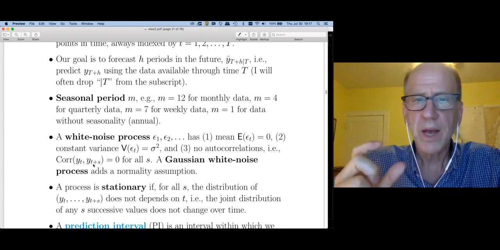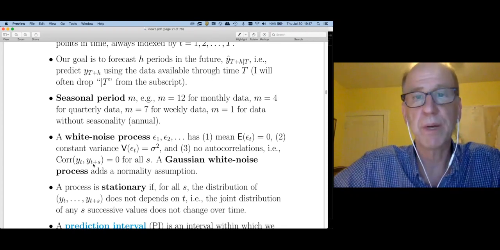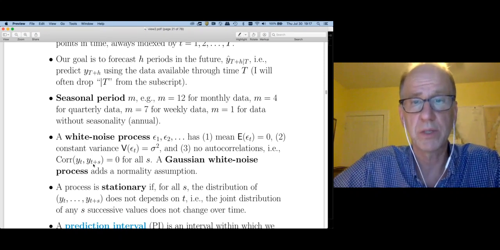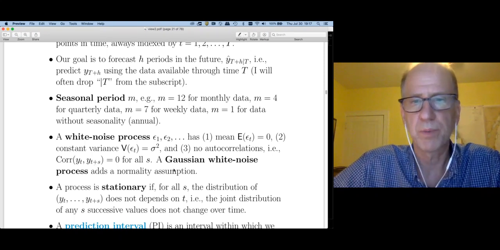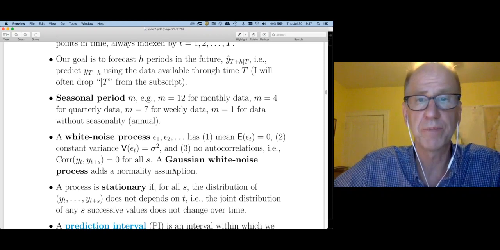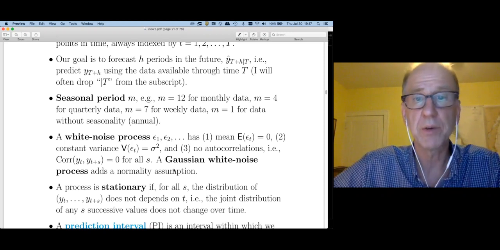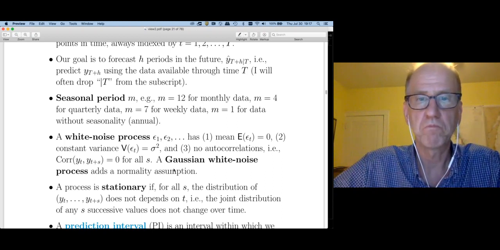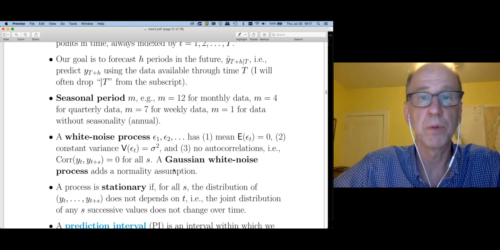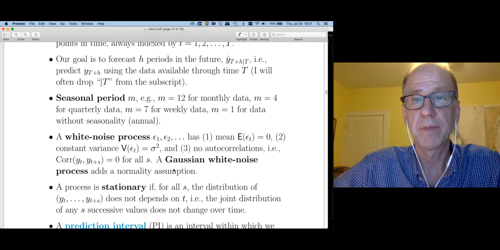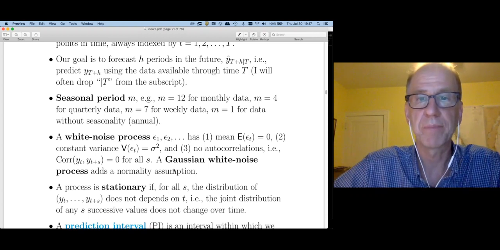Now, from time to time, we're going to talk about a special type of white noise process, which is a Gaussian white noise process, where we add the assumption of normality. So white noise processes do not have to be Gaussian. They could be uniform. They could be Bernoulli trials, whatever, as long as they have these properties that I've mentioned.